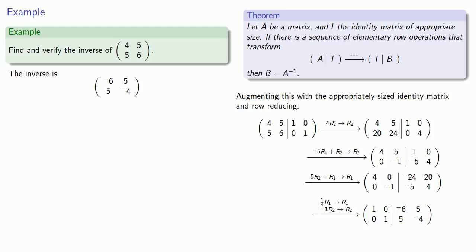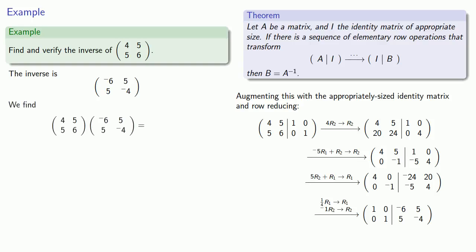Or so I claim. So here's a good rule of life that's also applicable in mathematics. Anytime somebody comes around and says, hey, here's a better way of doing something you've already done, you should ask yourself, does it actually work? And so we claim that this matrix negative 6, 5, 5, negative 4 is the inverse matrix. Well, let's see what happens when we multiply it.